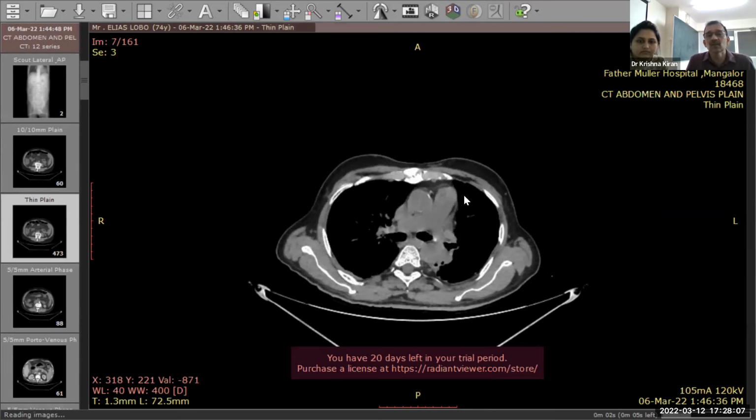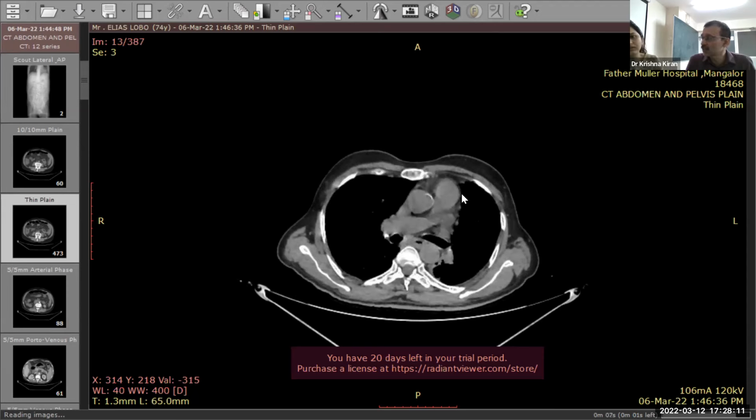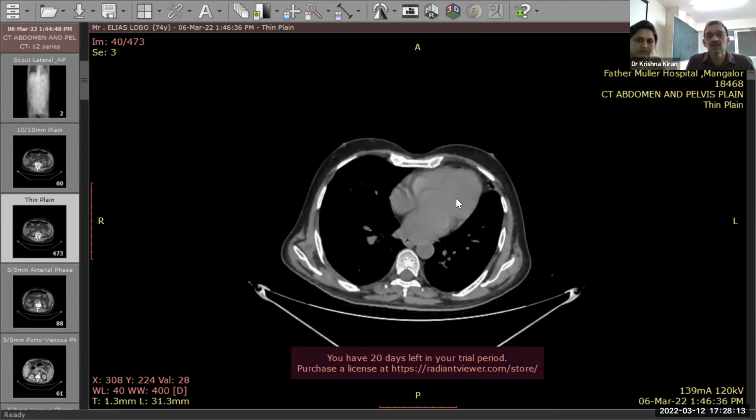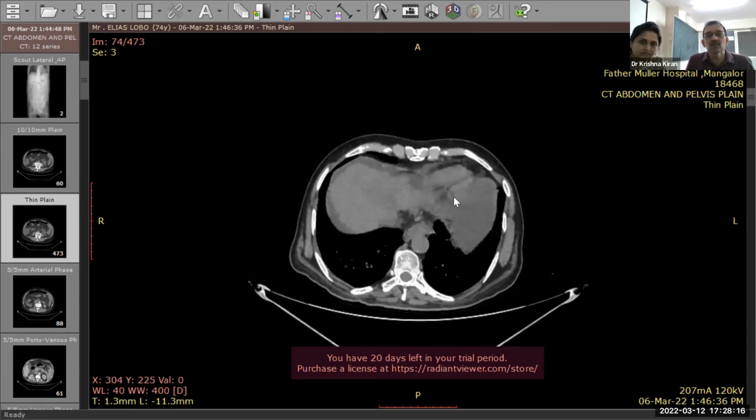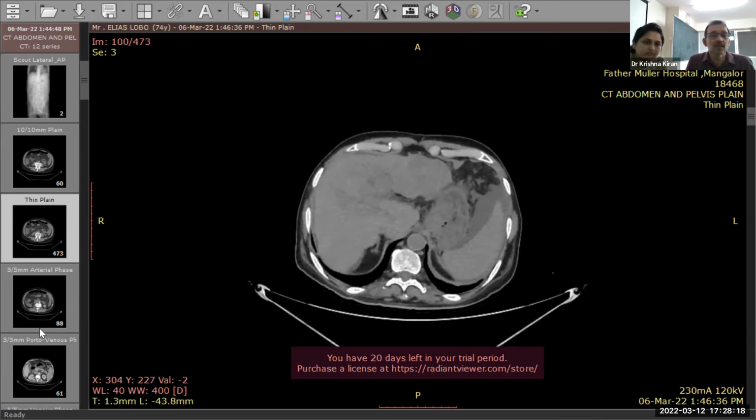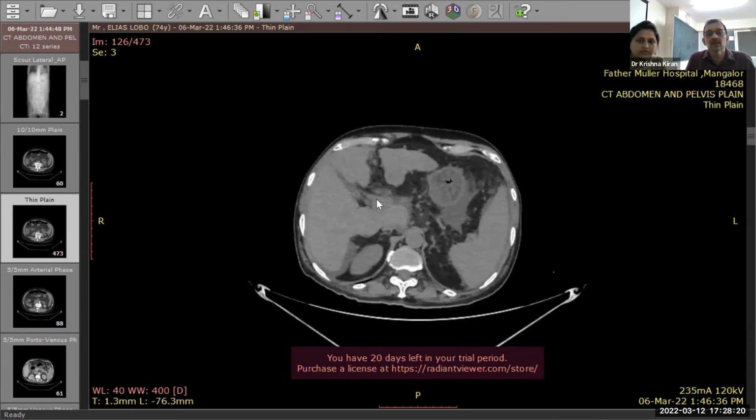I think the plain scan will not contribute, isn't it? We can directly go to the arterial phase, early arterial and late arterial.